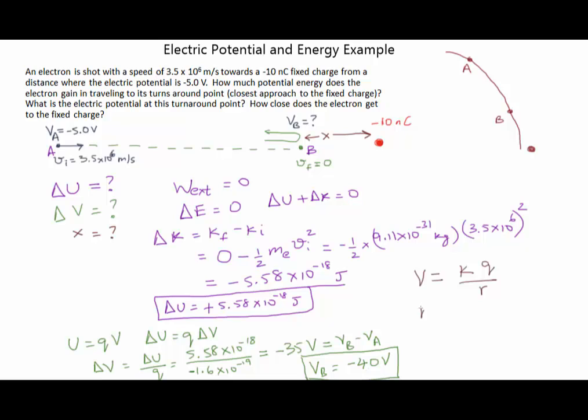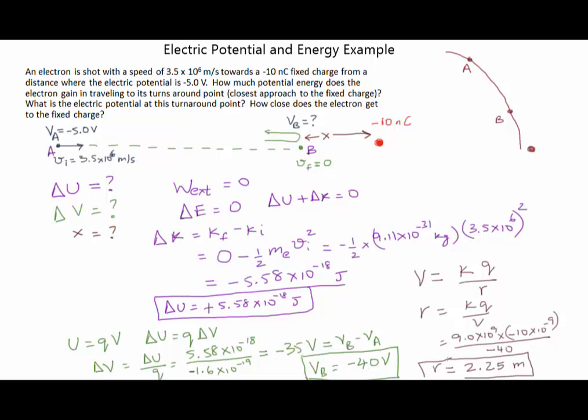So I can rearrange this equation to write R as K times Q over V, which is 9.0 times 10 to the 9 times the charge of the fixed charge, which is minus 10 times 10 to the minus 9, divided by the potential at that point, which was minus 40 volts. And when I solve for this, I will get 2.25. And since I put all of the input in SI units, this will also be in SI units. So it'll get as close as 2.25 meters before it turns back around.